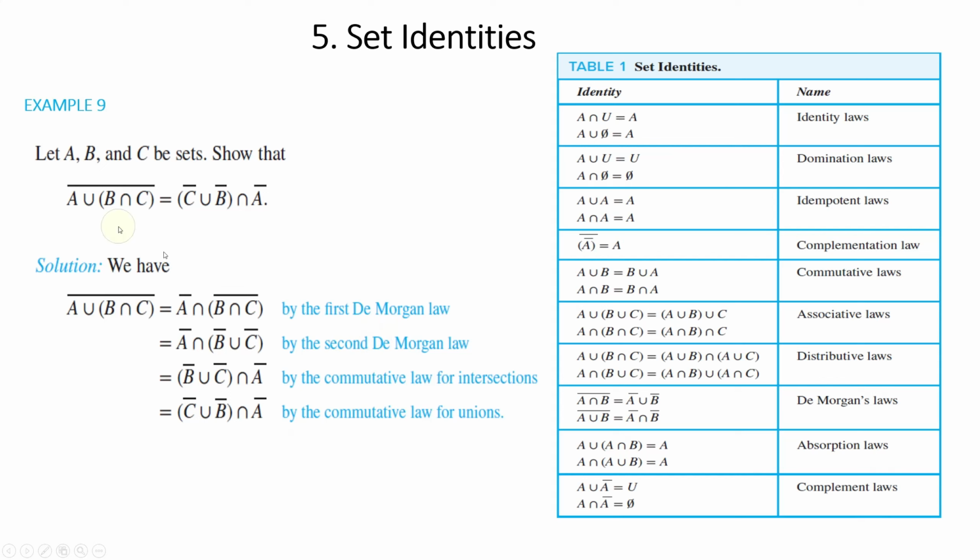So if you'd like to show something like that, we can use these to make the proof that this is actually equivalent to that. You're proving it by using these laws that we have seen, the set identities that we have seen before.